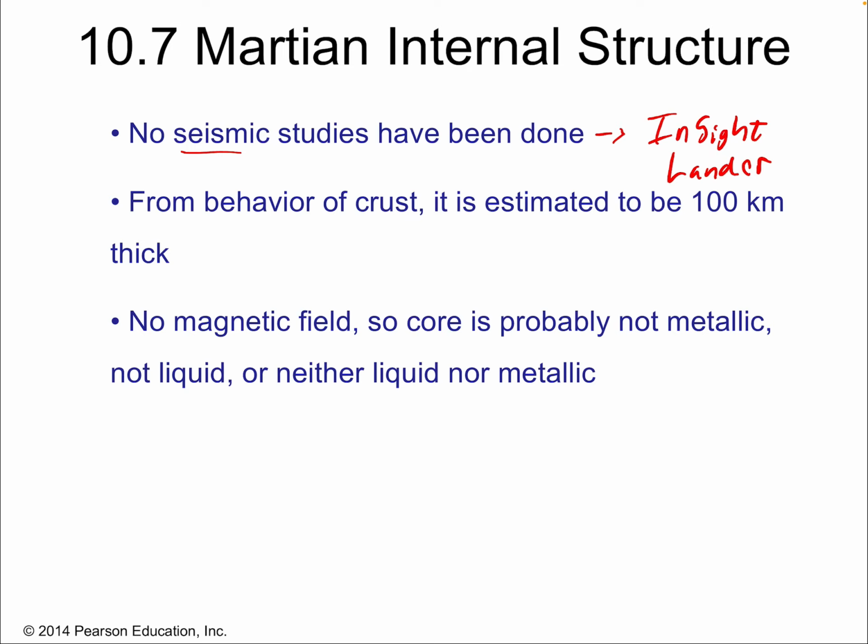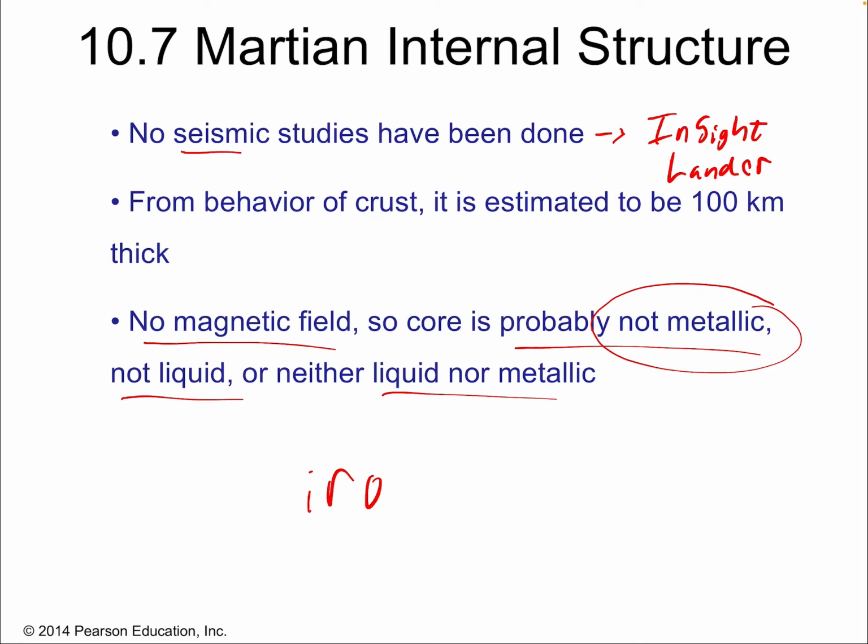But why does Mars not have a magnetic field? Because it spins quickly enough on its own axis that it could support one, because that's one of the ingredients to supporting a magnetic field. Well, maybe it's because its core has no metal in it. Or maybe it's because its core isn't liquid, although we suspect its core is liquid. Or maybe it's neither liquid nor metallic. But the most likely explanation is that it's not metallic. And that's because what scientists think is that iron on the surface is part of the evidence that the core isn't metallic.